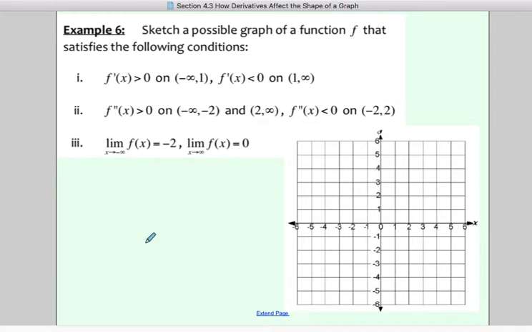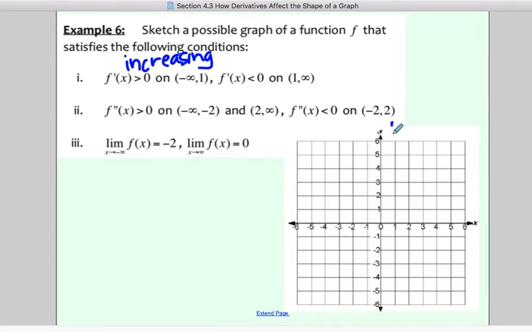All right, your favorite sketchings. Okay, so it says sketch a possible graph of the function f that satisfies the following conditions. Okay, so what this is telling us is our first derivative is greater than 0, so positive on the interval from -1 to 1. Okay, well, your first derivative refers to increasing and decreasing. So in this case, we are increasing, from -infinity to 1.